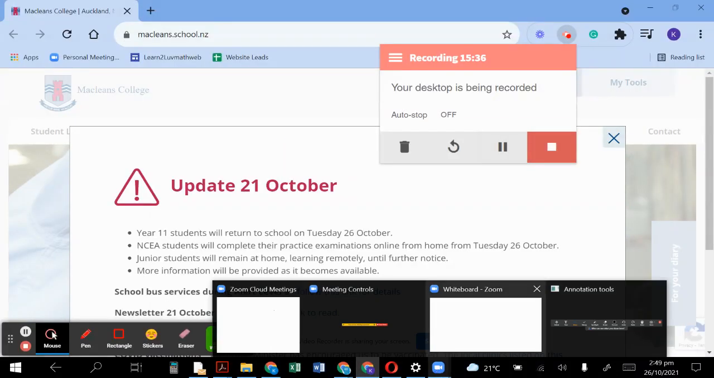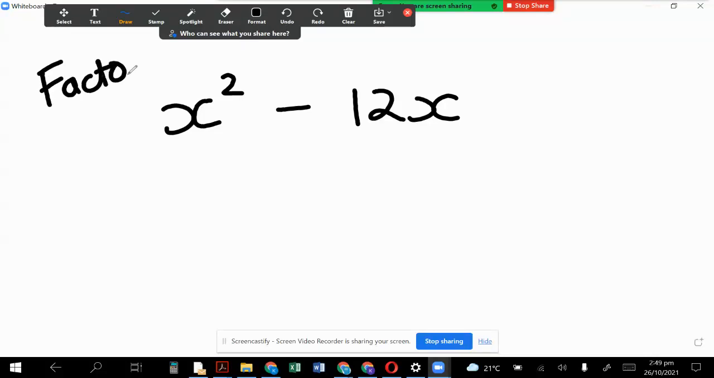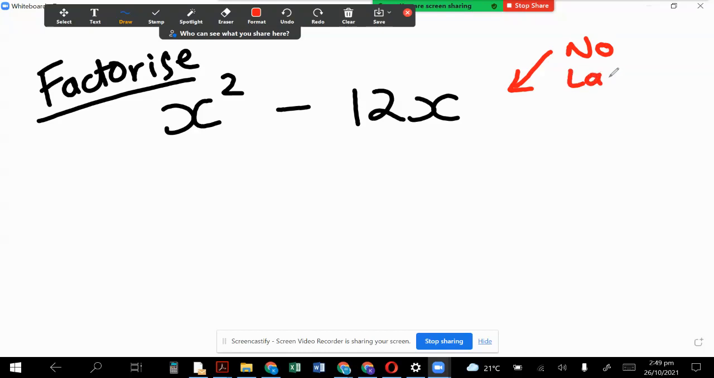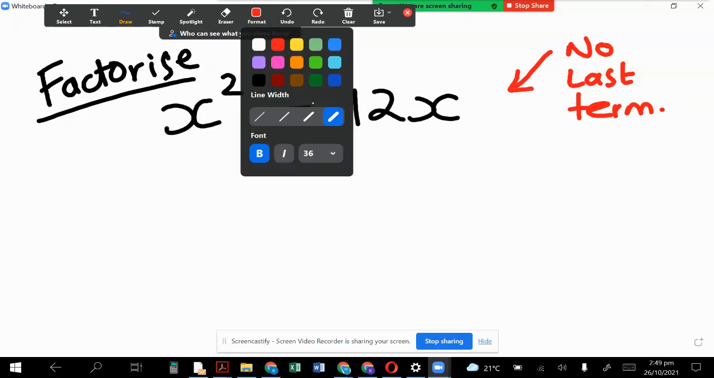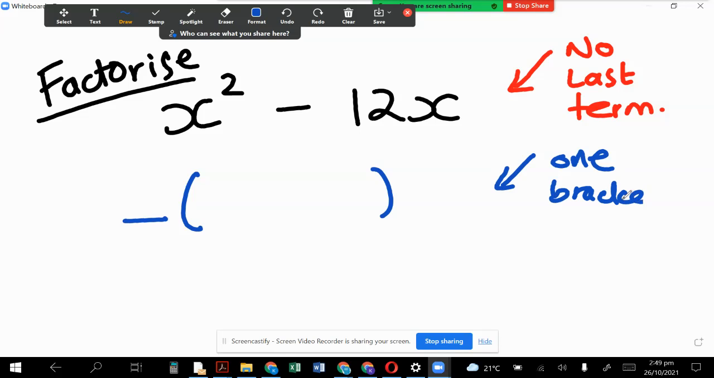Look at this one. I've got x squared minus 12x. And the question is saying, factorize. What you notice is I don't have a last term. So there's no last term without an x. So in this answer, what I'm going to have is something, bracket, something, is only going to be one bracket. So I don't need two brackets for this one. Okay, so only one bracket.